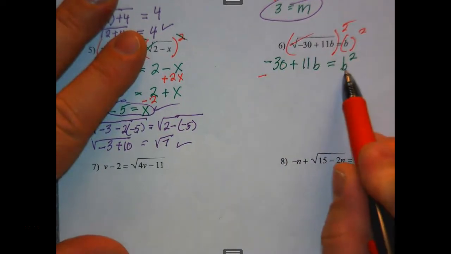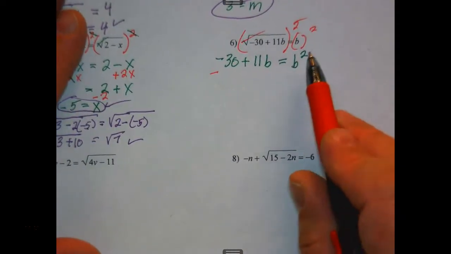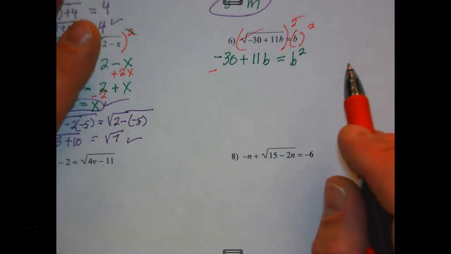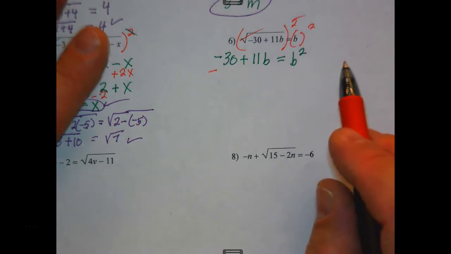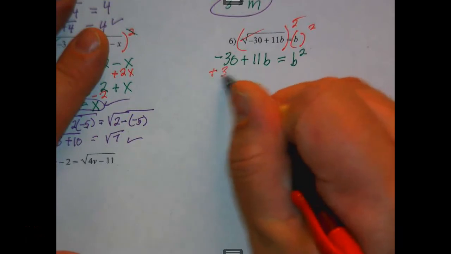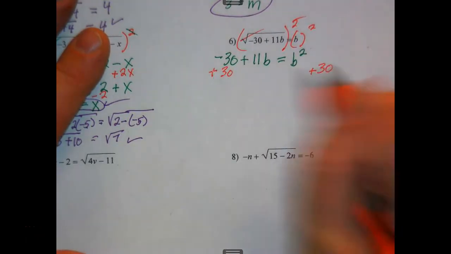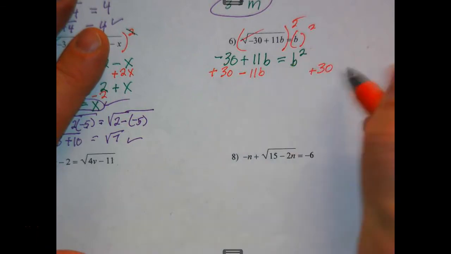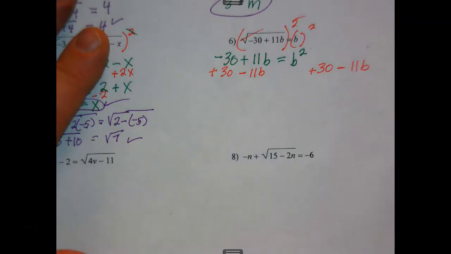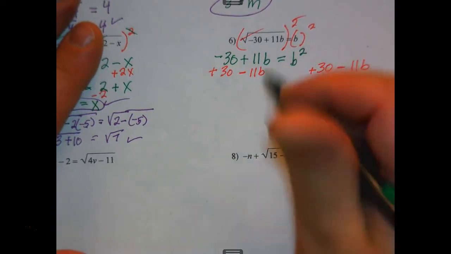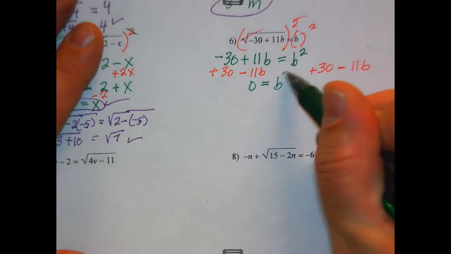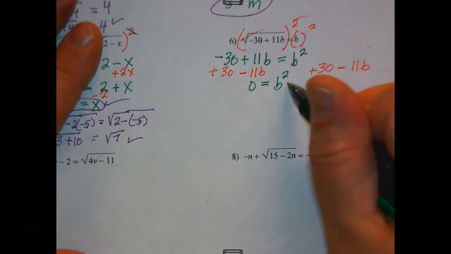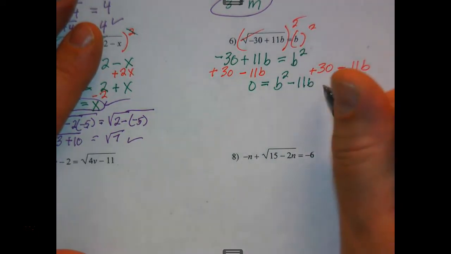I'm going to get my quadratic over on this side because I want my b squared to remain positive. So I'm going to add 30. Subtract 11b. Otherwise you would have to deal with a negative sign in front of the square term. So I get 0 on this side. See how I get a positive b squared? Minus 11b plus 30.